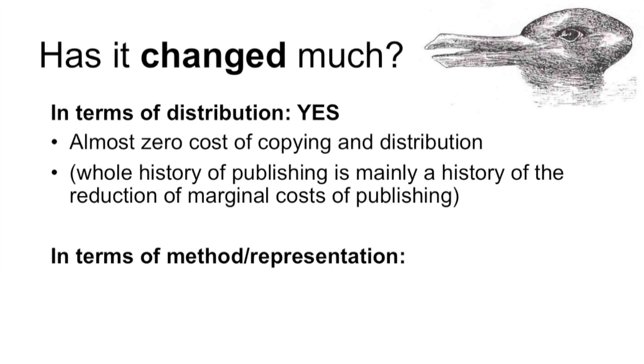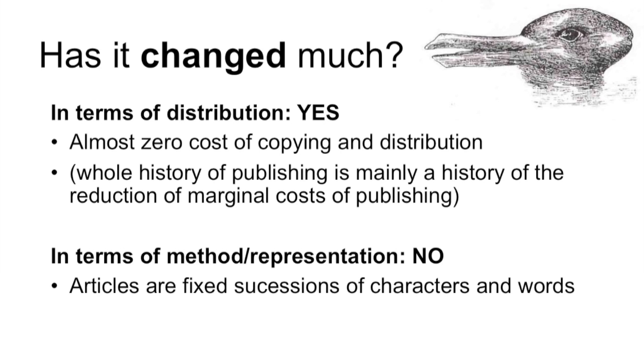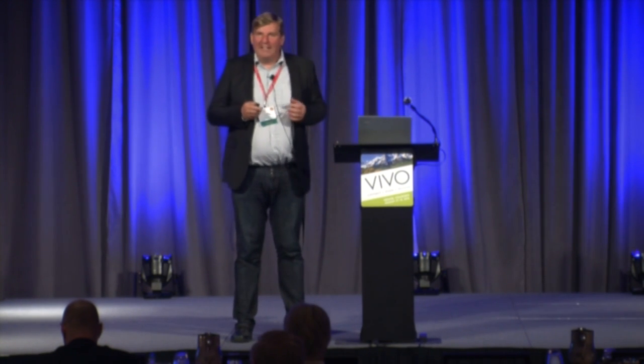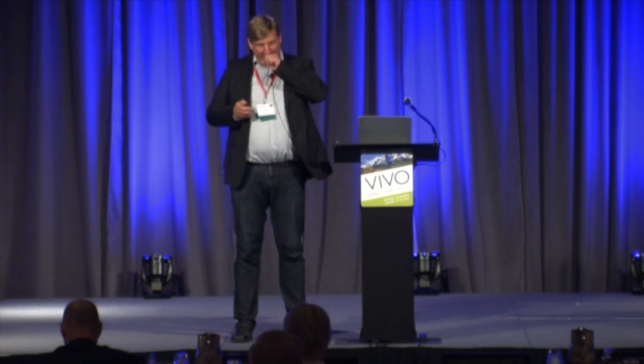But in terms of the methods we use for encoding or for communicating and for representing knowledge and information, I think not that much has changed. It looks pretty much as in the very beginning. So articles are pretty fixed successions of characters and words. They are quite static in terms of representation, content, granularity. So I think we need something like a paradigm change and think about new ways of how we can organize scholarly communication.